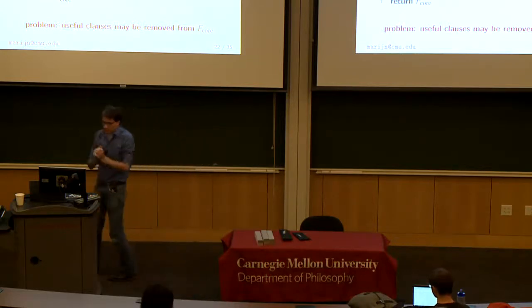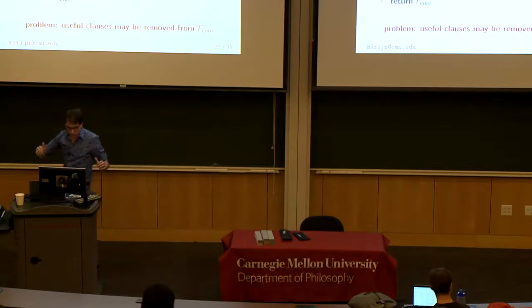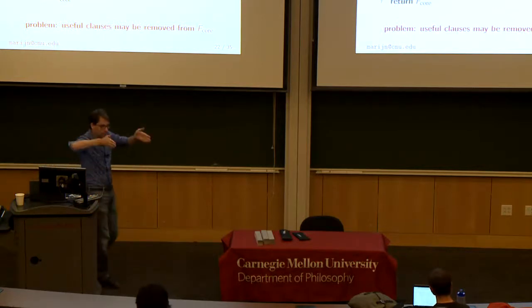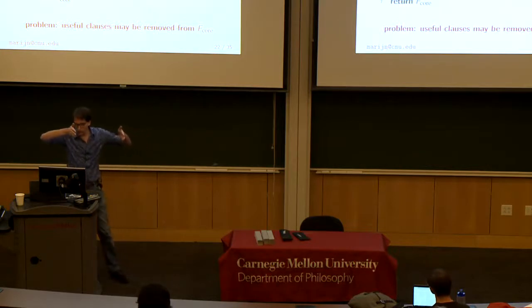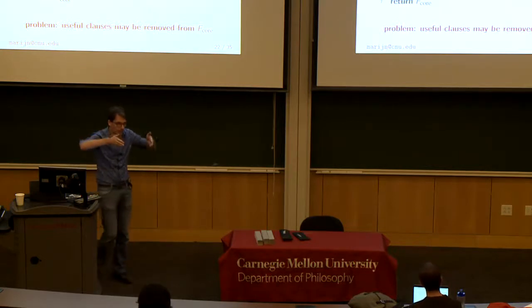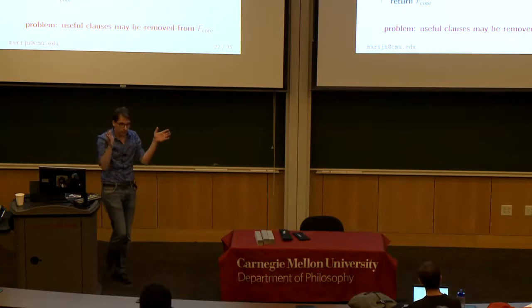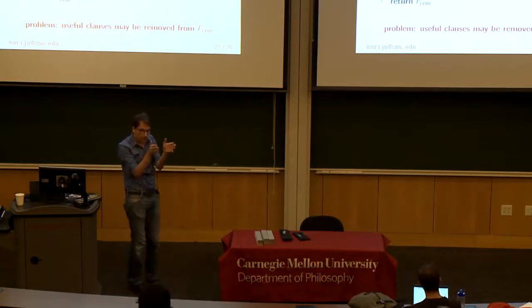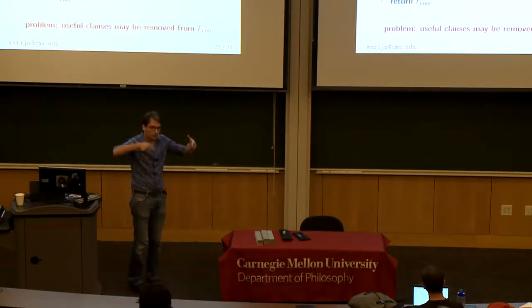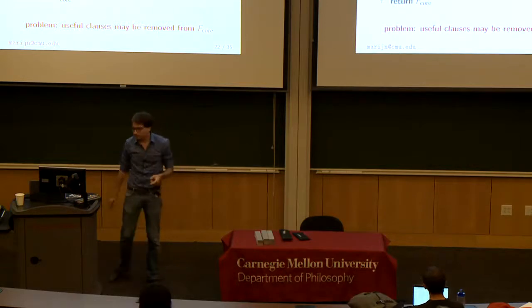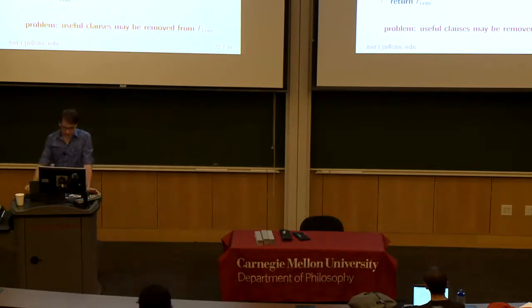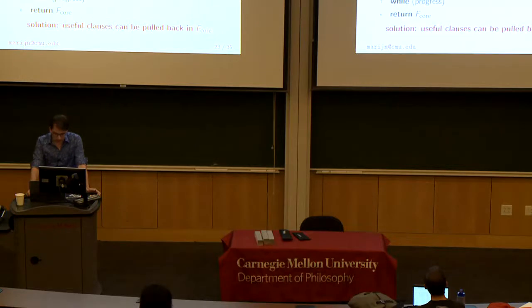And so the algorithm is as follows. What you do is, you have your formula, solve it, get the proof, optimize the proof, or don't optimize the proof, but you get the core out of it, and then you repeat by solving the smaller formula. And this made all the difference.